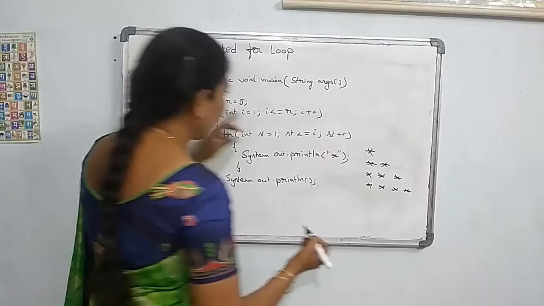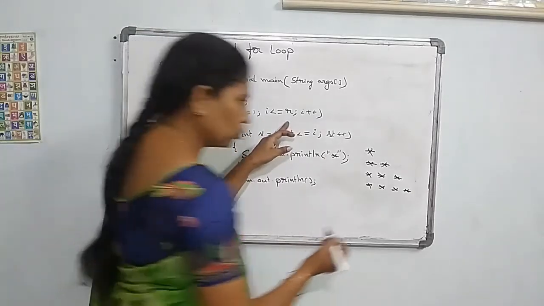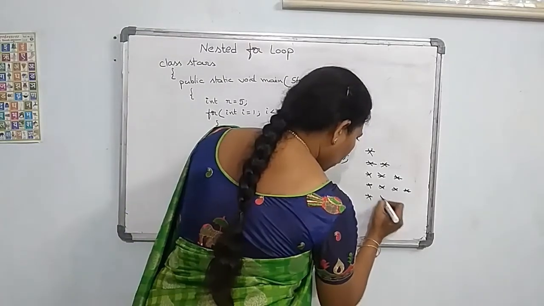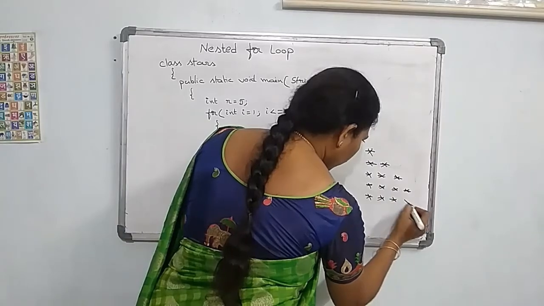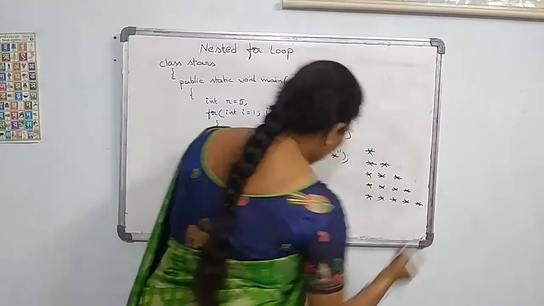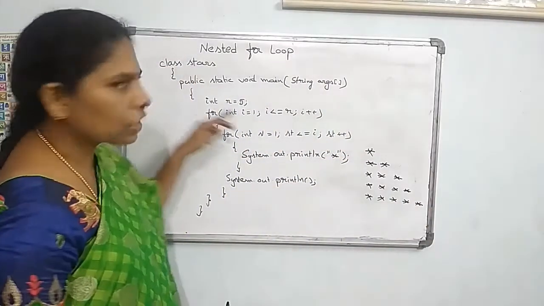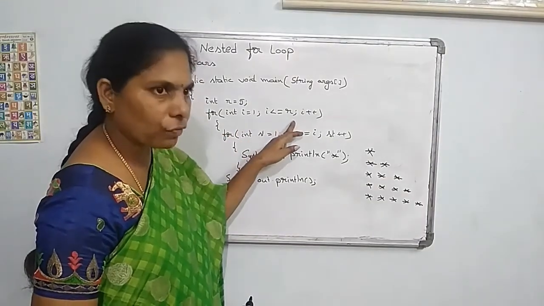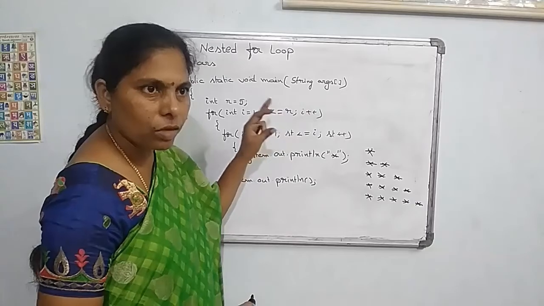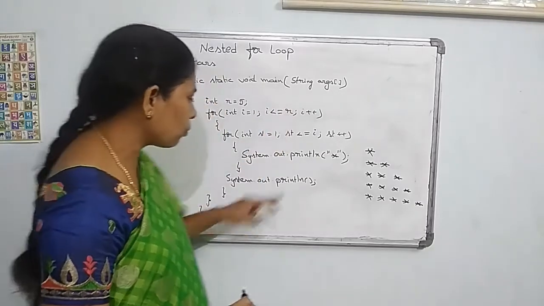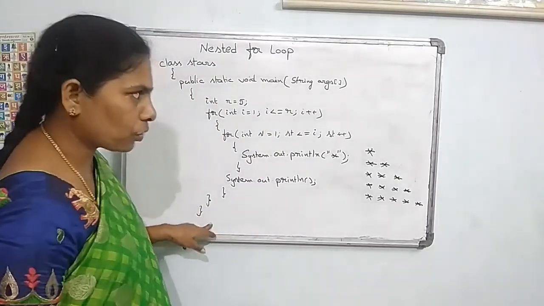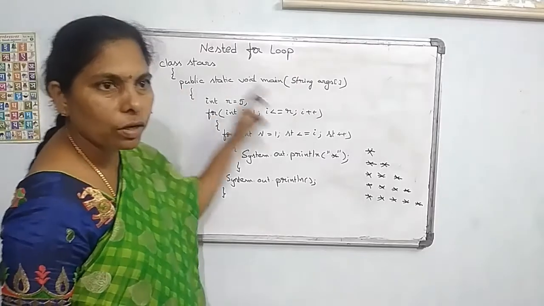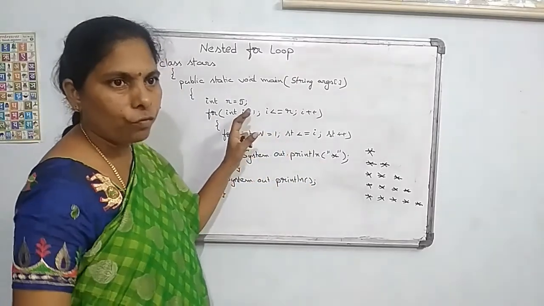If i equal to 5, 5 less than or equal to 5, true. So again it will print 5 stars. After that, now you can increment the i value to 6. 6 less than or equal to 5, the condition is false. So whenever the condition is false, it will come out of the loop and stop the process. So this is the sample program for the nested for loop.